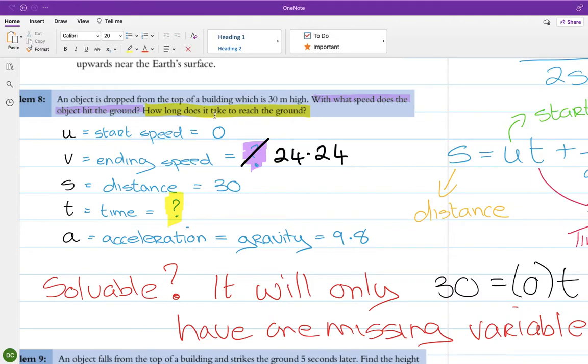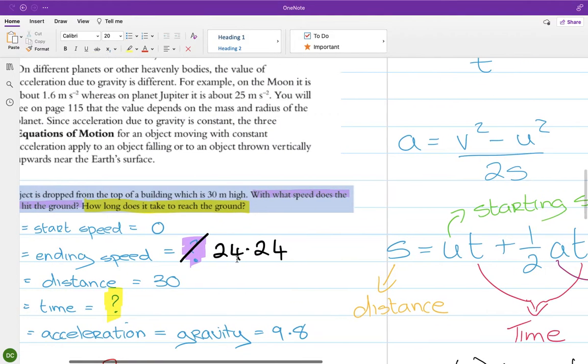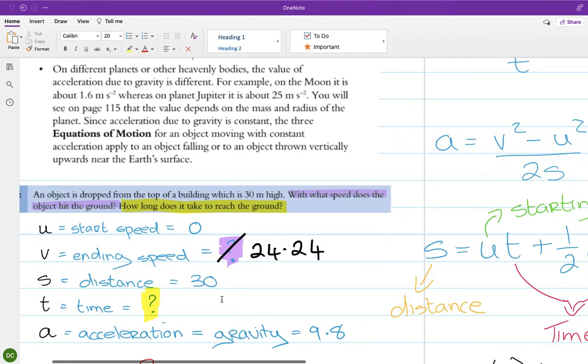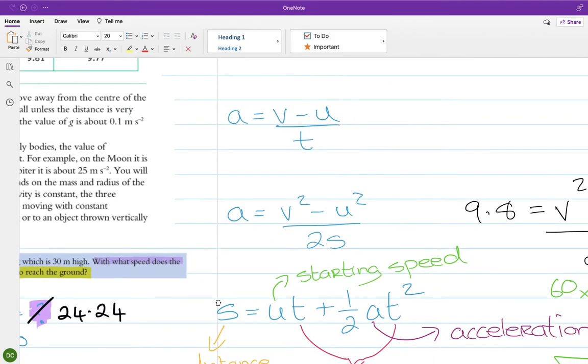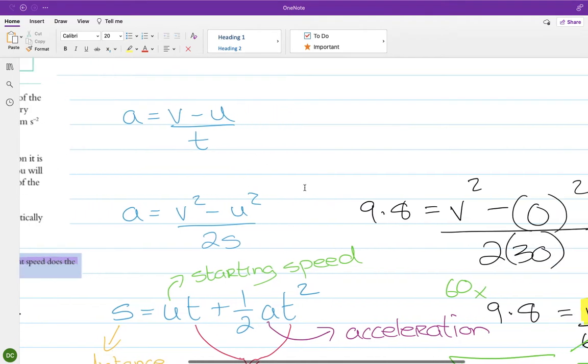The second part, the one that's highlighted in yellow, was how long does it take to reach the ground? So how long, highlighted down here, is time. I have a couple of formulas. The middle one is not going to work because there is no time in it. So it's going to have to be the top one or the bottom one. And in the bottom one the time is squared, so I wouldn't choose that unless I had to. Does that make sense? Because you're going to have to solve a quadratic, and why would we do that if we don't have to? So I'm going to choose this top one and see if this will work for me.